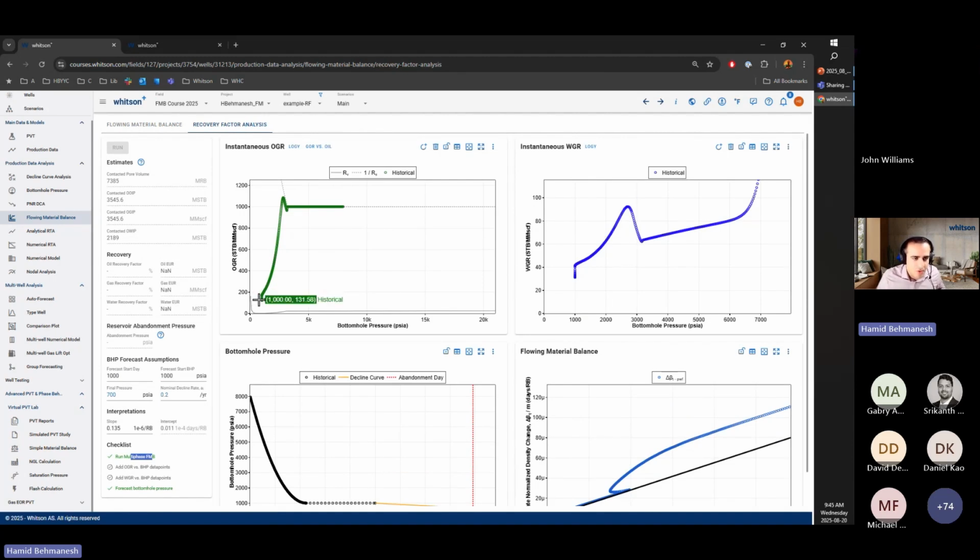We should be able to forecast how the OGR will be projected in the future. We can do basically 2 different ways. One, we can extrapolate these lines beyond this data point, which I'll show you shortly. The other one, if we have some analog wells in the area, I'm going to use that information as a representative of what my well is going to produce in the next couple of years, right?